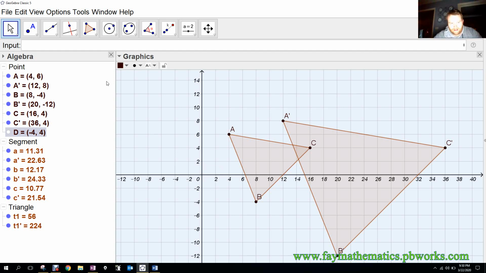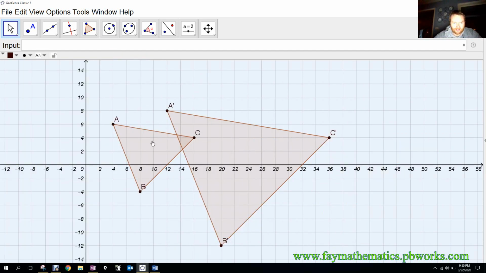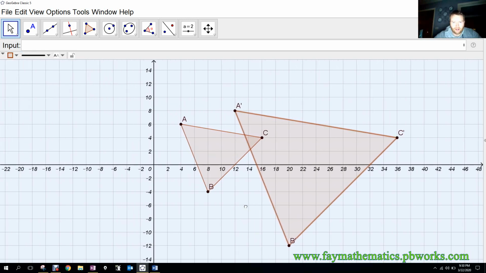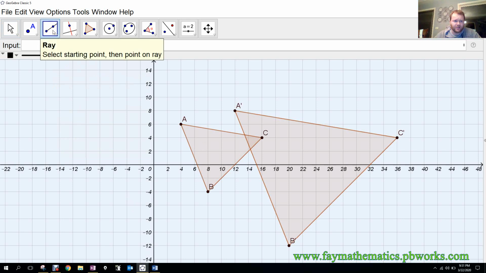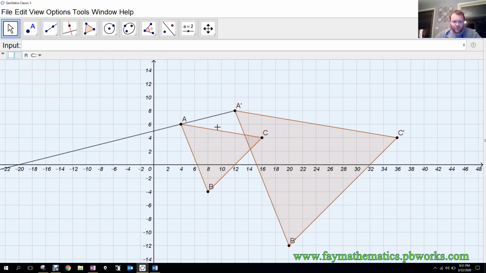Okay, so what we see here is I started with this pre-image, and this is now the image. So I've dilated it. Maybe here in a little bit I'll ask you what the scale factor is. But if I ask you the point of dilation, we know the point of dilation is going to be on that ray somewhere, because we took A prime to A, and we pass through, and they will go through the point of dilation.